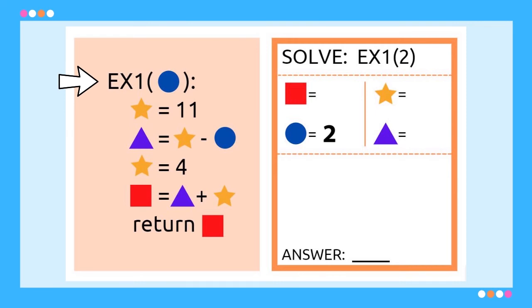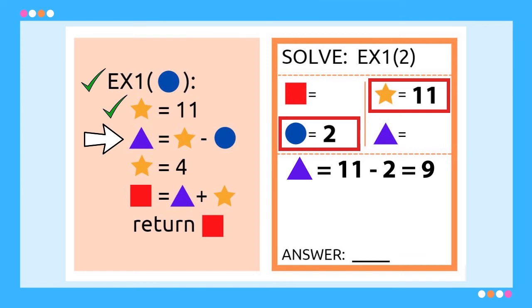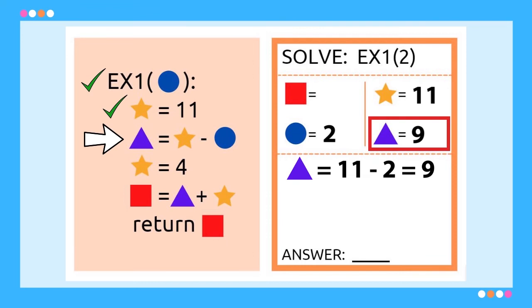Once I've transferred that parameter, I can check off my first line. Next, this is telling me that the star equals 11. So let me fill that in the variable space as well. Now we get a little more difficult. So the triangle equals the star minus the circle. Well, if I look over here, I see that the star equals 11 and the circle equals 2. So down here in my scratch work section, I can rewrite that the triangle equals 11 minus 2, so the triangle equals 9. And I'll add that up here in my variable space.